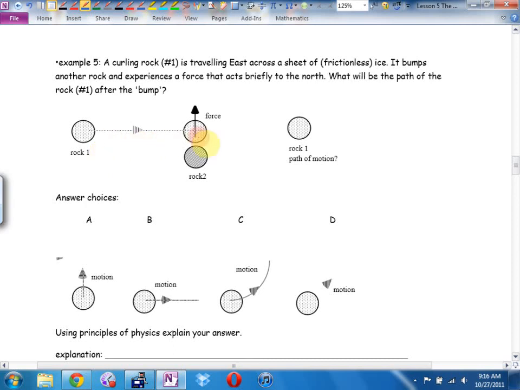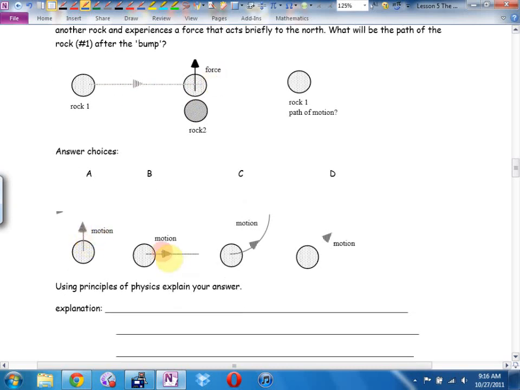Will it follow path A, path B, path C, or path D? Think about it. I'm assuming most of you have watched 30 seconds of curling at one point in your life, even when flipping through the channels or during the Olympics. Who says A? Who says B? Who says C? Who says D? So convince me that D is wrong or that C is wrong.